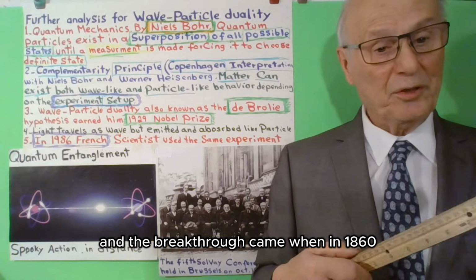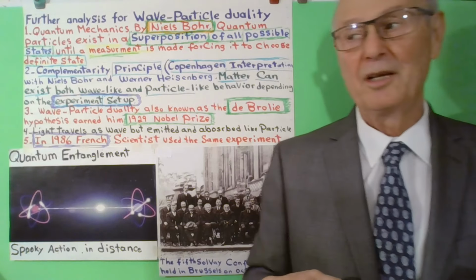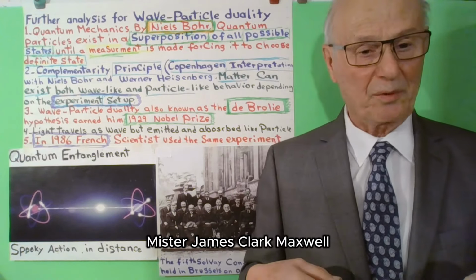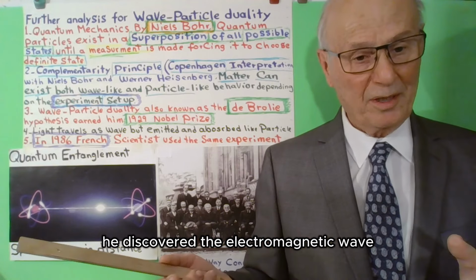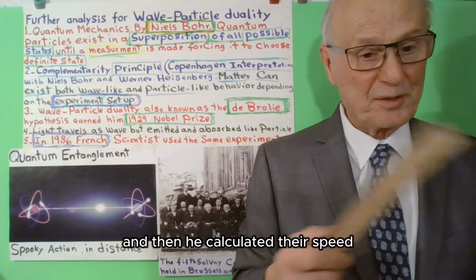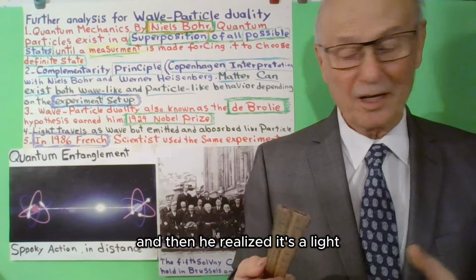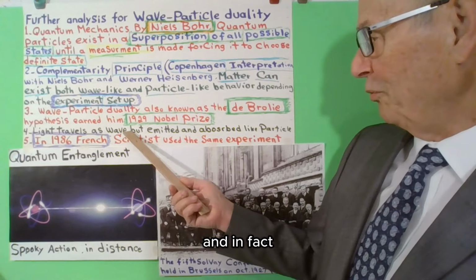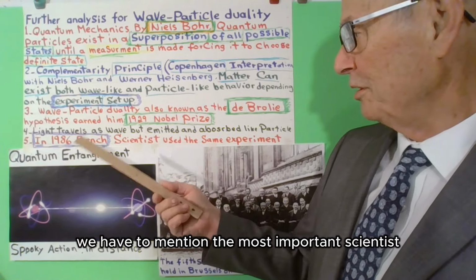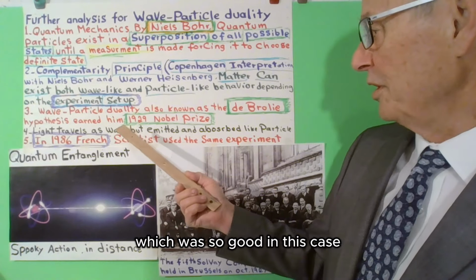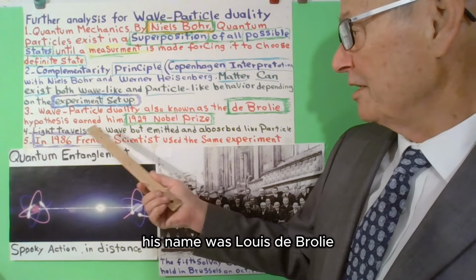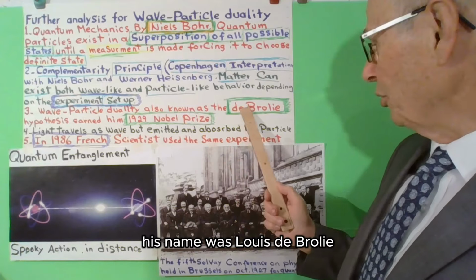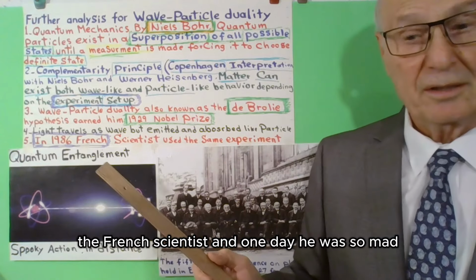And the breakthrough came when in 1860, Mr. James Clerk Maxwell discovered the electromagnetic wave, and then he calculated the speed, and then he realized it's light. And in fact, we have to mention the most important scientist, which was so good in this case. His name was Louis de Broglie, the French scientist.